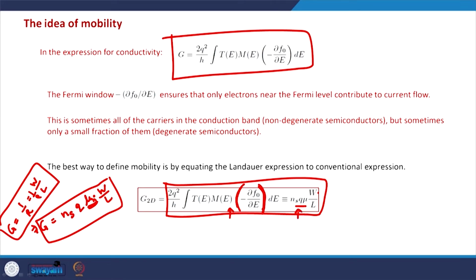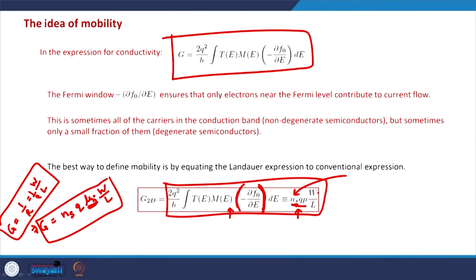In the conventional understanding, we take this ns, which is essentially the sheet carrier charge density or sheet electron density, the number of electrons per unit area of the 2D conductor. So here this nuance is not there. It does not have this nuanced picture of the transport. In the conventional understanding, it just takes the sheet carrier charge density. However, in our case, only the electrons that are participating in the conduction are getting taken care of.